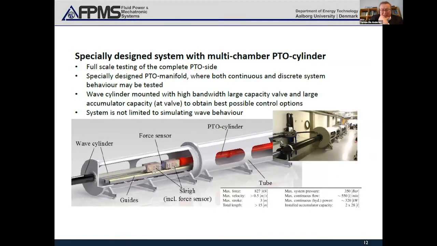We have a full scale. It's not just a drawing here. We actually have a full scale equipment of this in our basement, and now we are considering not only testing it more for wave energy. We are still hoping to do that a little bit more, but also in general to test it for multi-chamber cylinders with on-off valves.